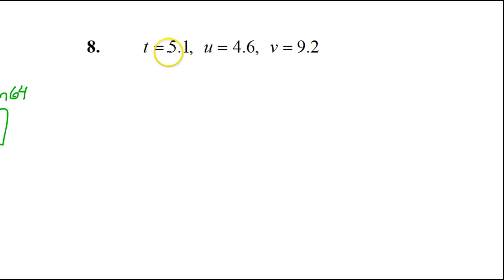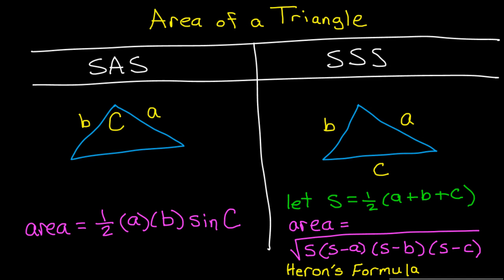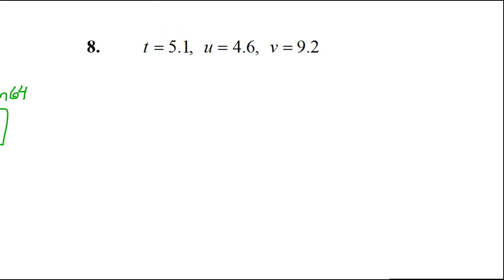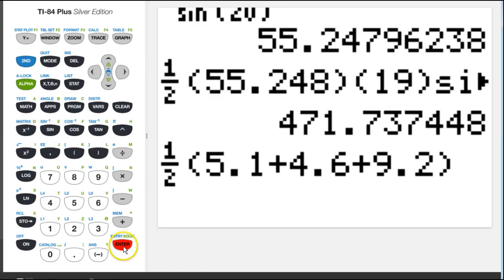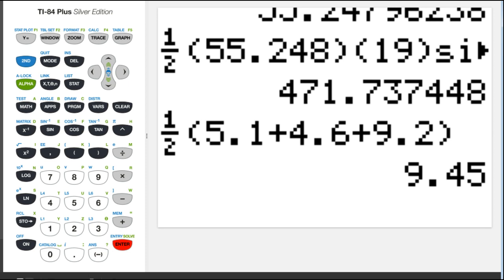For number 8, we are given 3 sides. So we should be able to use Heron's formula because we're given side, side, side. So to do this formula, first we have to figure out what S is. And S is 1/2 of the perimeter. So let's start with that. S is going to equal 1/2 of the sum of all three of these. Alright, go ahead and put that in your calculator. That's 9.45.